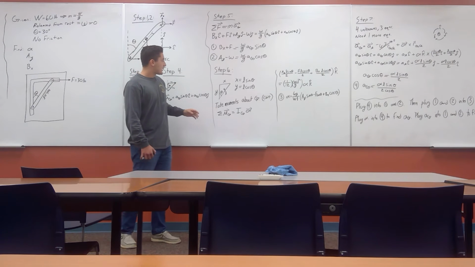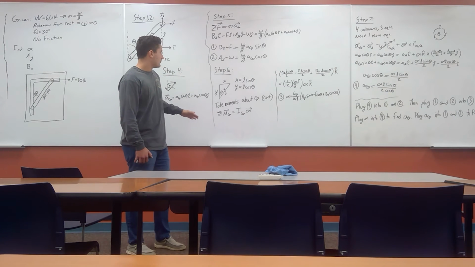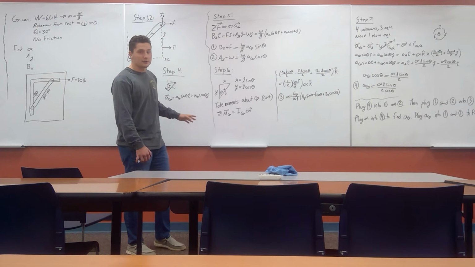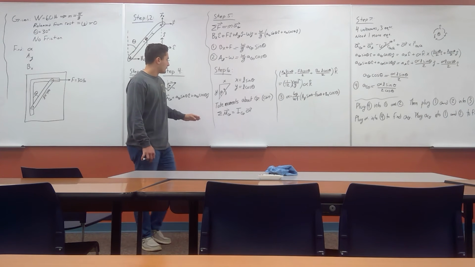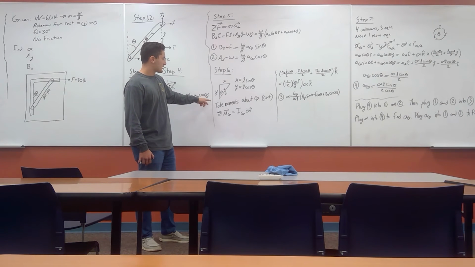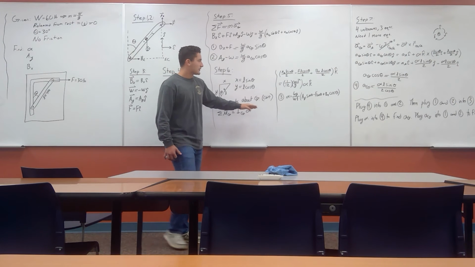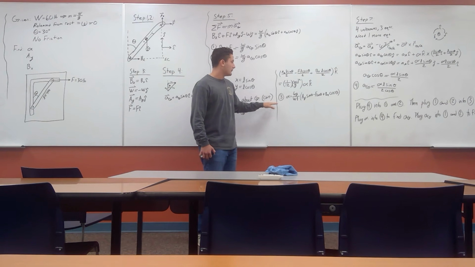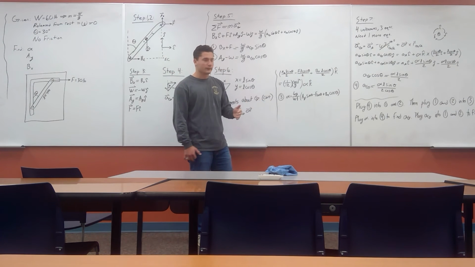And then in step 6, we plug this into the new equation that we got in chapter 5. And then we can take the moments about G with this to give us our equation. And this will give us a third equation, which we can make equal to alpha.